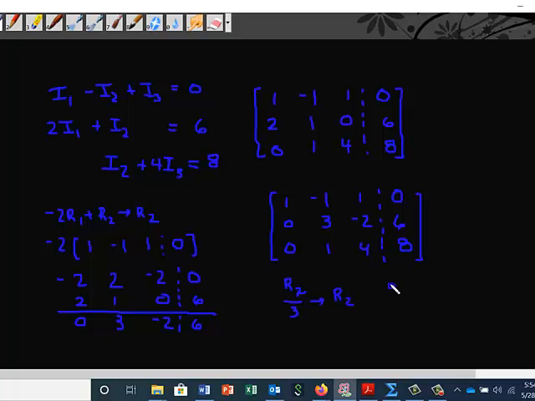So we will say 0 over 3, 3 over 3, and we'll say negative 2 over 3, which will equal to 2. Does everybody see that? Okay. Now let's go to the next screen.